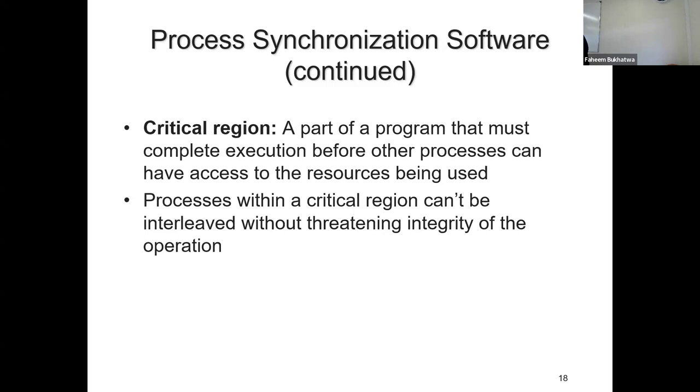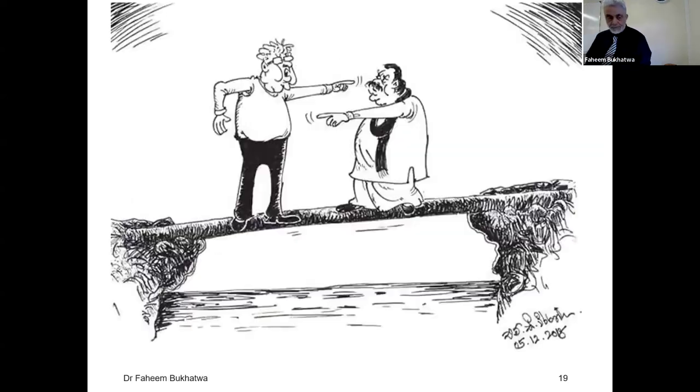So remember, with deadlocks, we're talking about the resource. Is this shareable or dedicated? With critical region, we're not talking about the resource, we're talking about the code itself, the program instructions. So processes within a critical region cannot be interleaved without threatening the integrity of the operation. If 2 processes go into the critical region, they can cause a problem in the system, whatever the problem is.